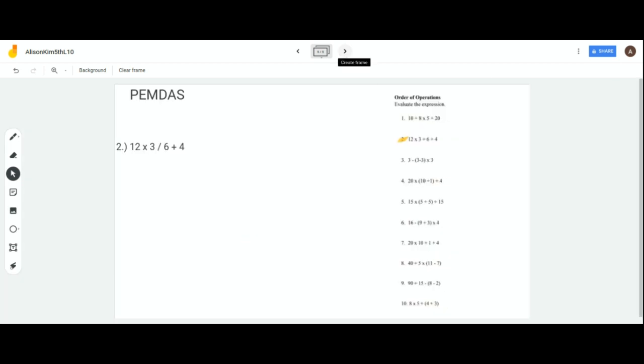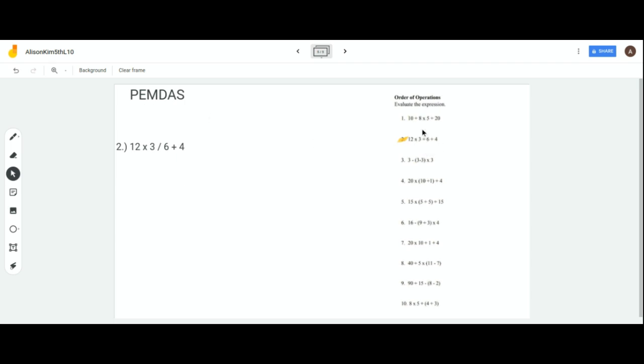Now we're going to do order of operations, which is again just PEMDAS, right? Parentheses, exponents, multiplication, division, addition, and subtraction. We're going to do number 2 together. It gives us 12 times 3 divided by 6 plus 4. Now, we're given multiplication and division next to each other, right? And obviously, multiplication comes first, yes.